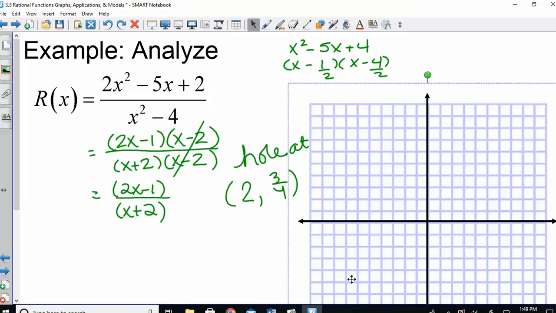Does everybody know where that came from? Yes, ma'am. So we got the 2 from the original exercise. Yes, the thing that canceled. Alright. Everything else is the same.